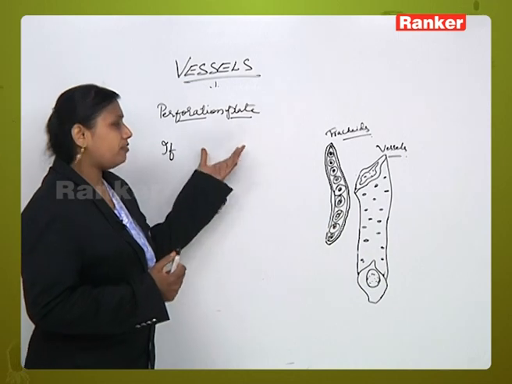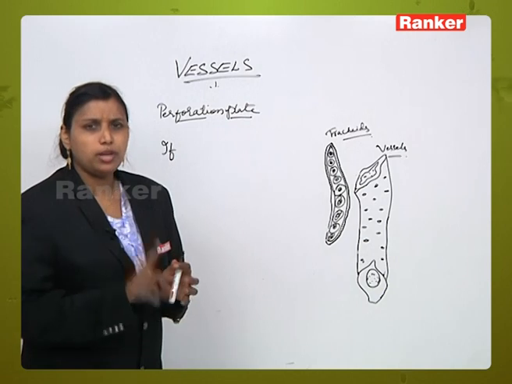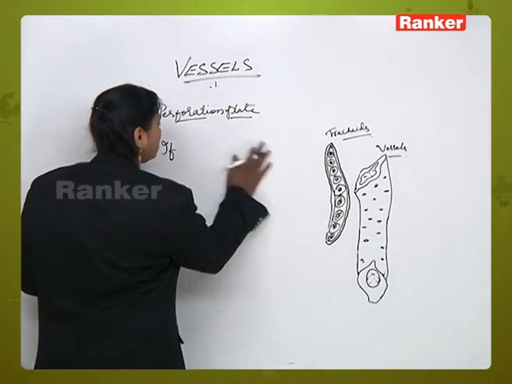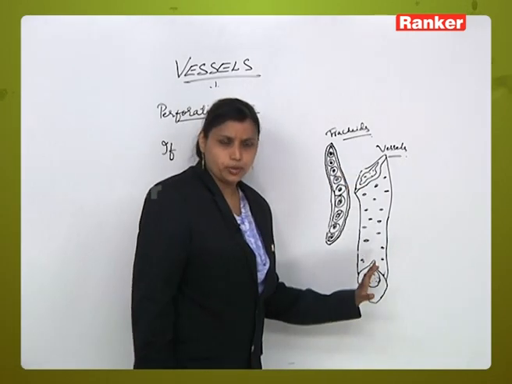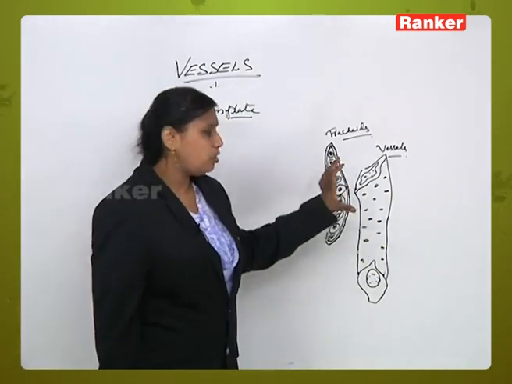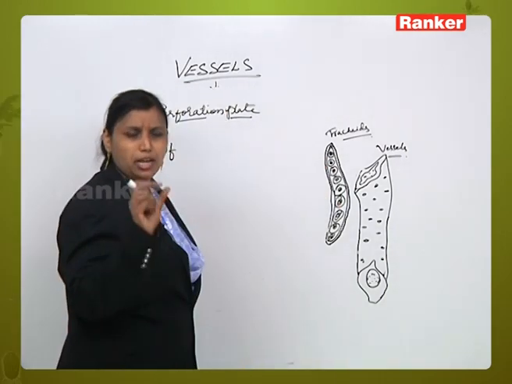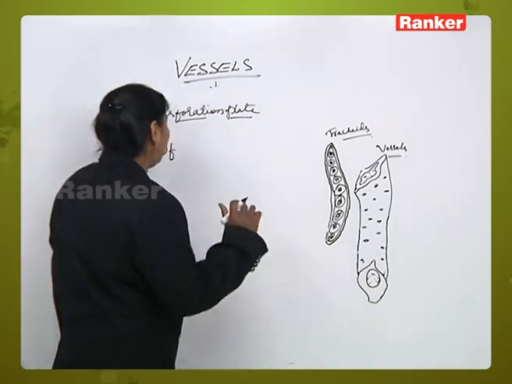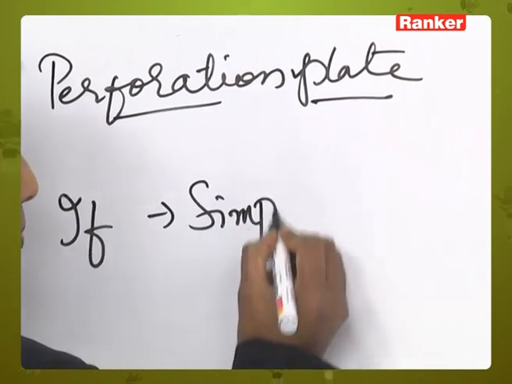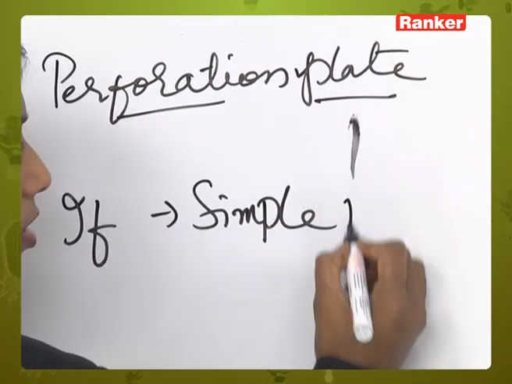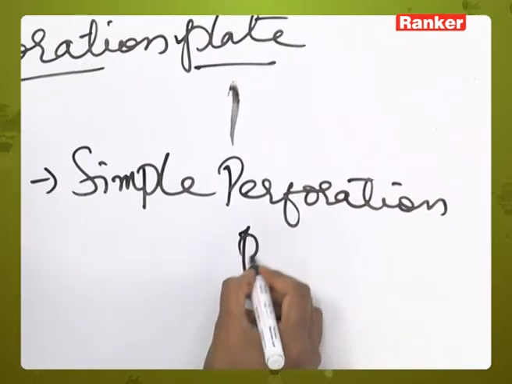What are those? If there is a dissolution of the total cell wall and only one pore is present, then that is called a perforation plate. As we said earlier, it is an interconnecting link between the two vessels. If the total cell wall is dissolved and only one pore is present in the vessel, then that perforation plate is called a simple perforation plate.